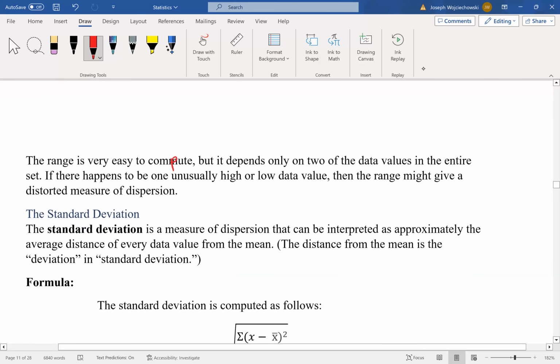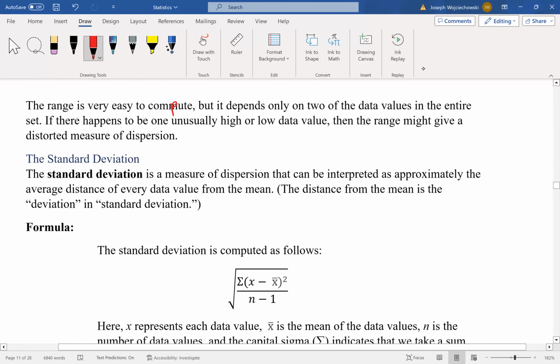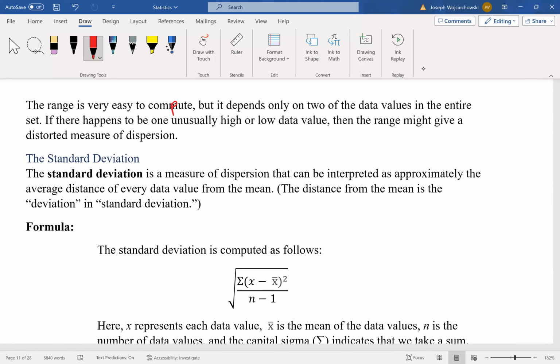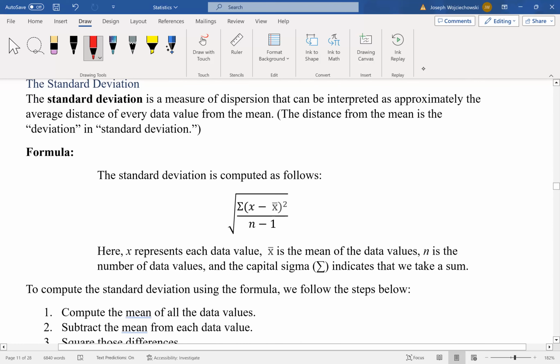So that brings us to standard deviation. This is a measure of dispersion that can be interpreted as approximately the average distance of every data value from the mean. The distance from the mean is called a deviation in standard deviation. We have a formula for this. How to compute your standard deviation.